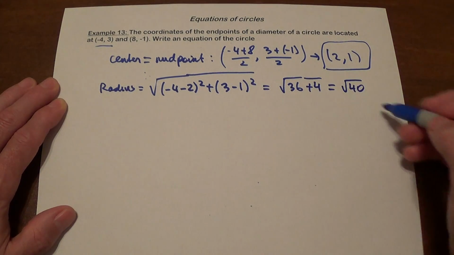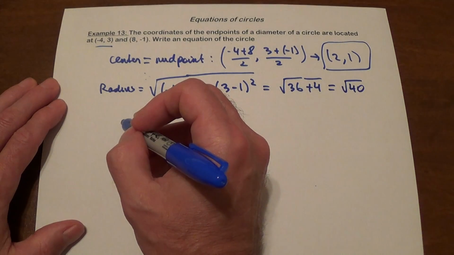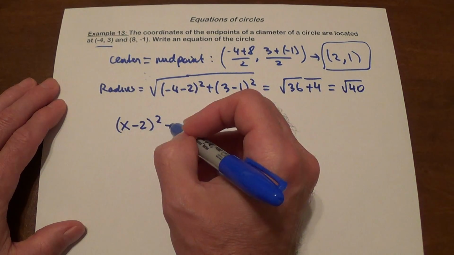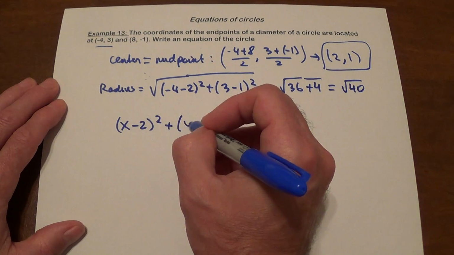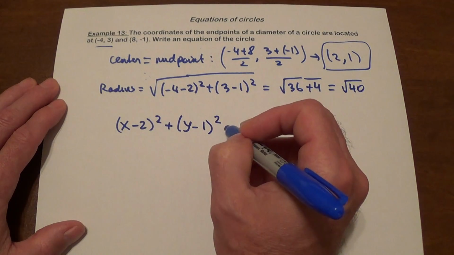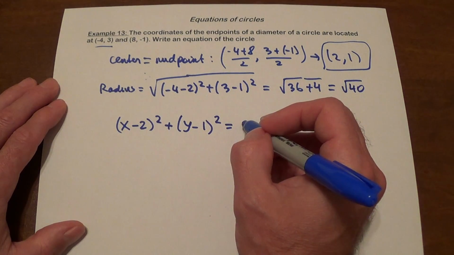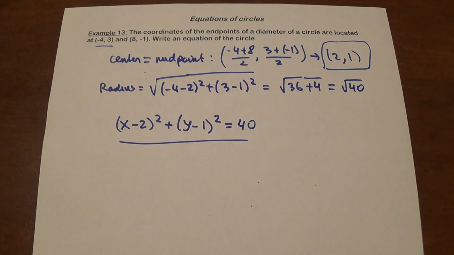Just like the previous problem, do not worry about that, because we still need to put it into the formula. So our equation is going to be x minus 2 squared, this is our h value, plus y minus 1 squared equals radius squared. So square root of 40 squared is going to give you 40, and we are done. And this is how these problems are done.